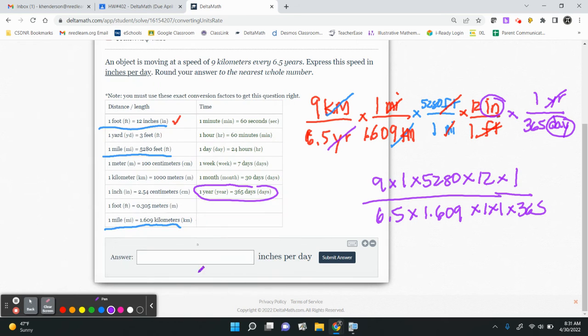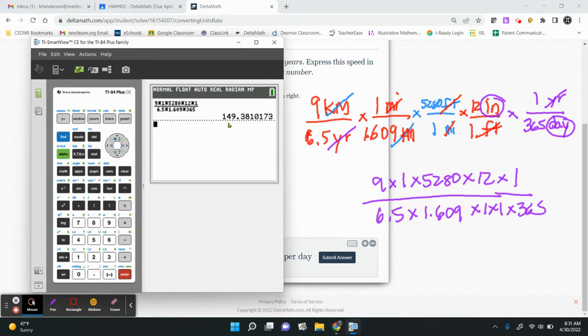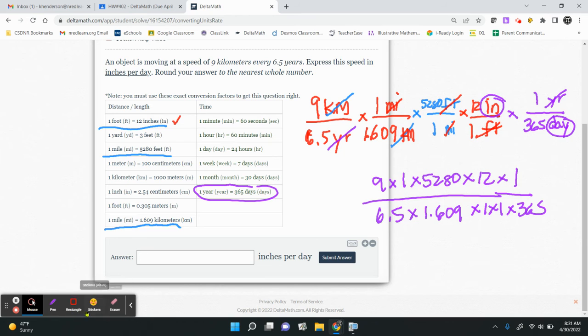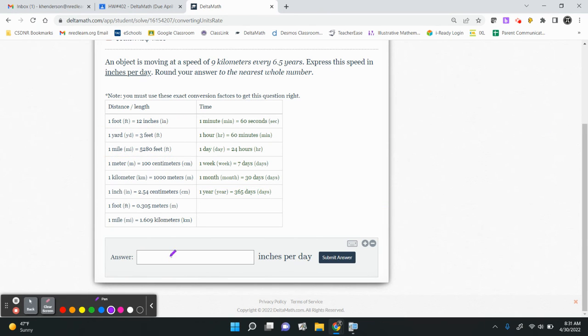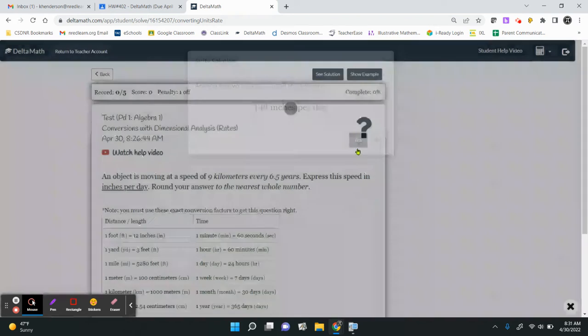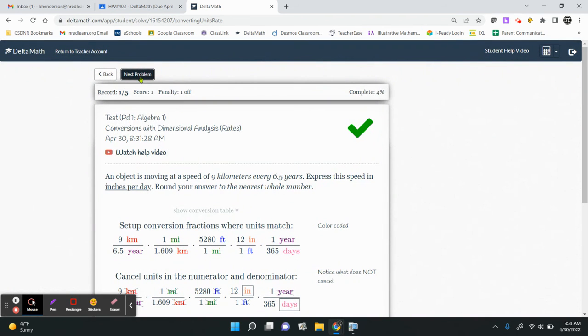149.38. So what does it ask us to do? Round your answer to the nearest whole number. So let's see. I'm going to go with 149. So 149. Let's type that in here. 149 inches per day. Excellent. Let's try another one.